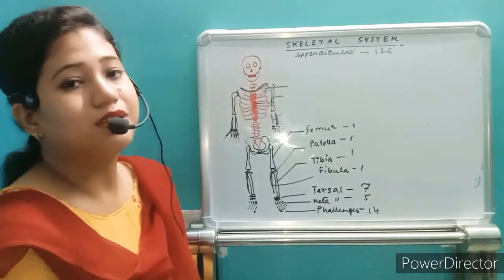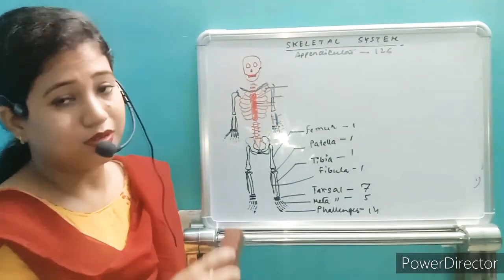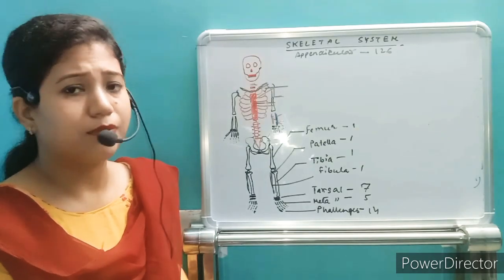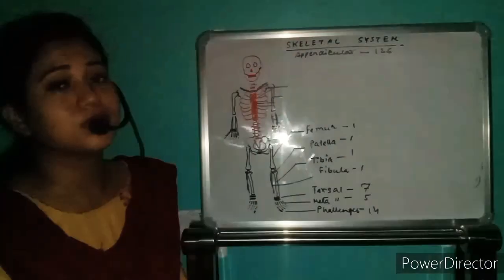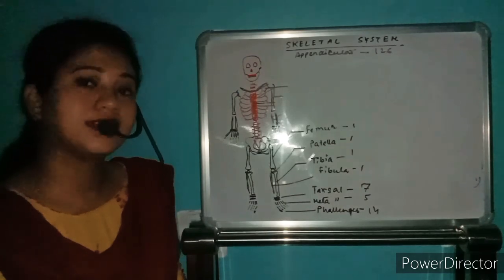So this is all about the skeletal system. You need to know about this only. Very easy questions will come from this part, that is, about the human skeletal system. I hope you understand. Thank you.